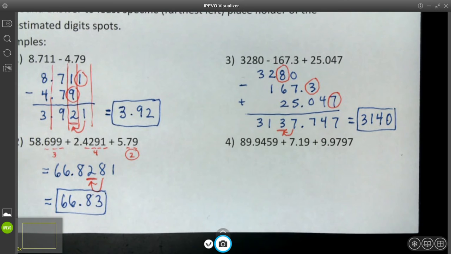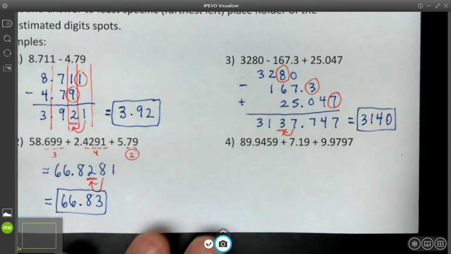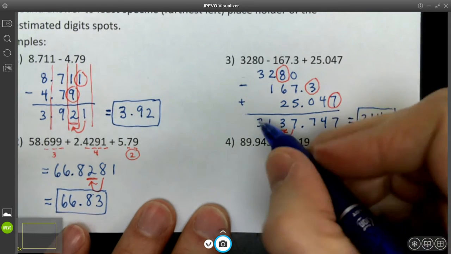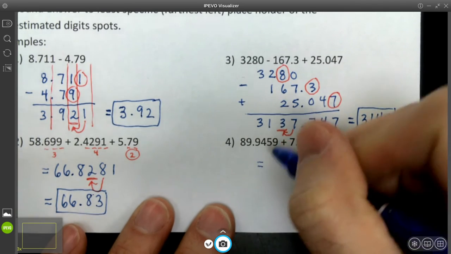If you want to pause the video and attempt it on your own, that might be a good idea. Okay, so hopefully you have it done. If not, you're just following along.